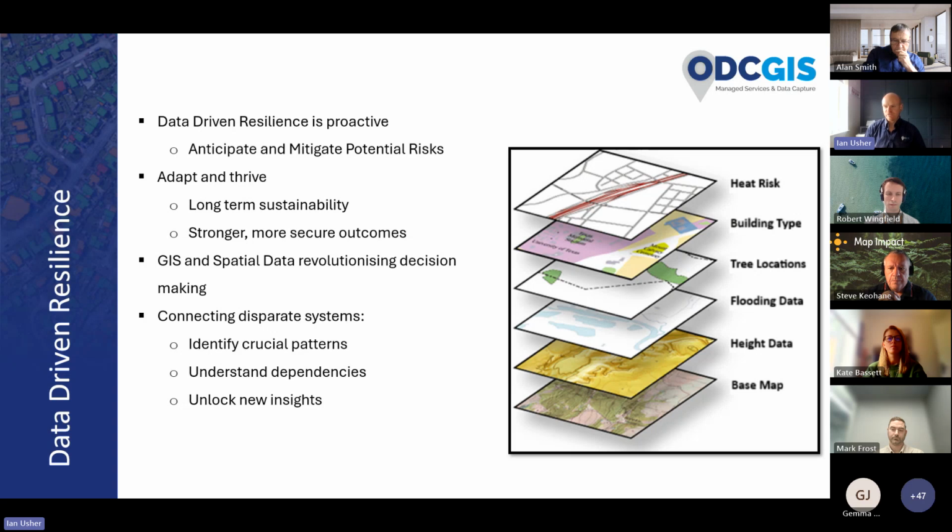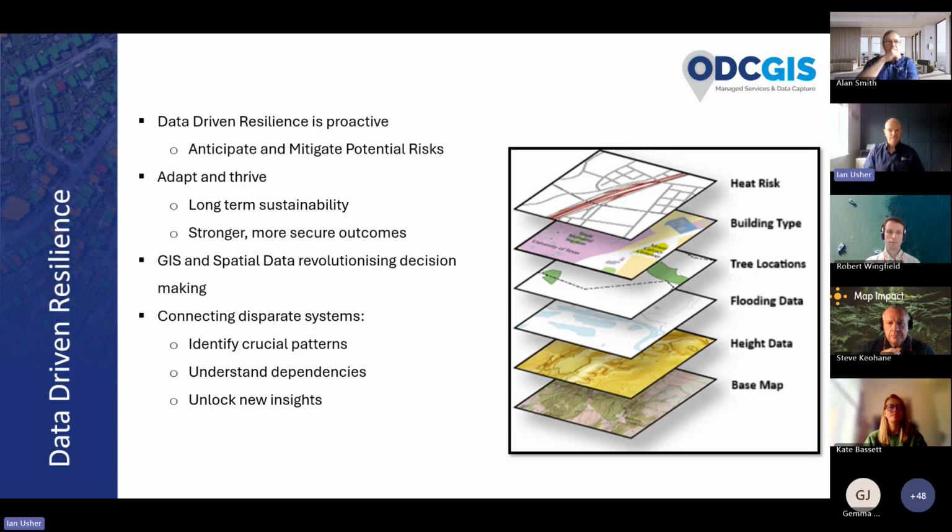So just to talk about data-driven resilience before I pass over to the first presenter. Data-driven resilience is a proactive approach to asset and community management. Instead of simply reacting to challenges as they arise, we can use intelligence and insights from diverse data sources, such as the data providers that we are hearing from today, to anticipate and mitigate potential risks before they impact your communities or assets. This strategic approach ensures your organisation can adapt and thrive in the face of change, leading to long-term sustainability and stronger, more secure outcomes for your residents.